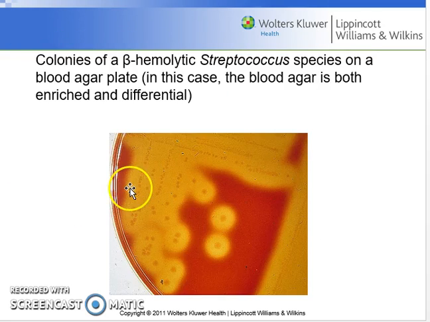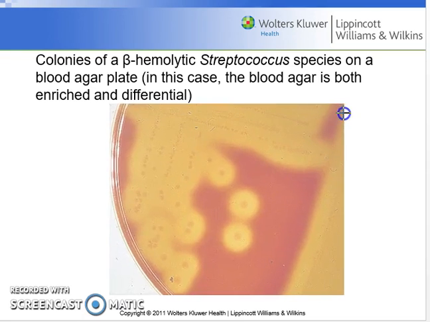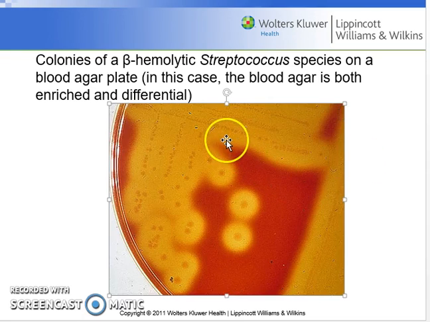Another type of differential media is blood agar, which is simply sheep blood and agar mixed together. Agar is a solidifying agent, and sheep blood is just the component that we add to the media. When you grow some bacteria on this plate, the bacteria will secrete a specific enzyme known as beta hemolysin, and that enzyme is going to destroy all the red blood cells it comes into contact with.